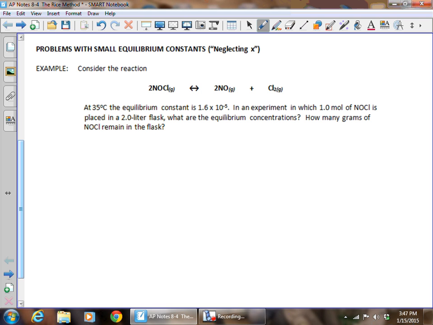Now, what does that mean? Well, we've got this reaction here where we've got NOCl reacting to form NO, nitrogen monoxide, and chlorine gas. And it says that at 35 degrees Celsius, the equilibrium constant is 1.6 times 10 to the negative fifth. And it says that we're going to start out with 1 mole of NOCl in a 2-liter flask.